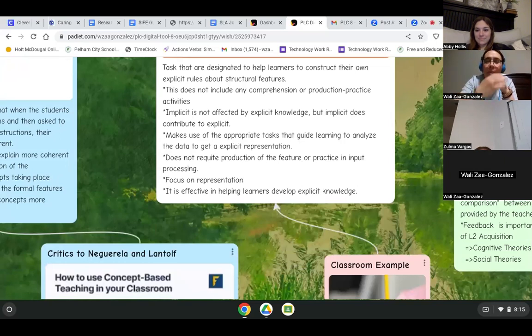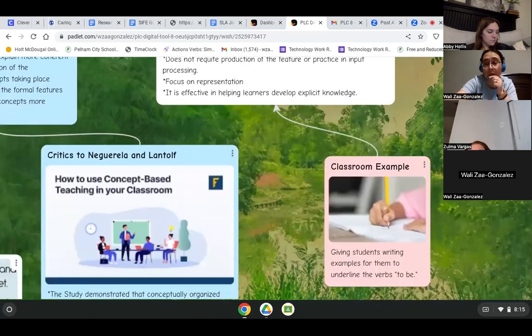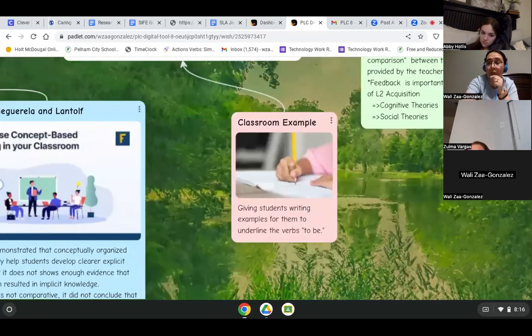It makes use of the appropriate tasks that guide learners to analyze the data and does not require production of the feature. So it pretty much focuses on presentation. What else can I say about it? It's effective in helping the students to develop explicit knowledge, but does it really help for the implicit? I don't know. They didn't conclude that. A classroom example is giving students writing examples for them to underline the verb to be. They understand the concept, but they are not really doing anything with it.